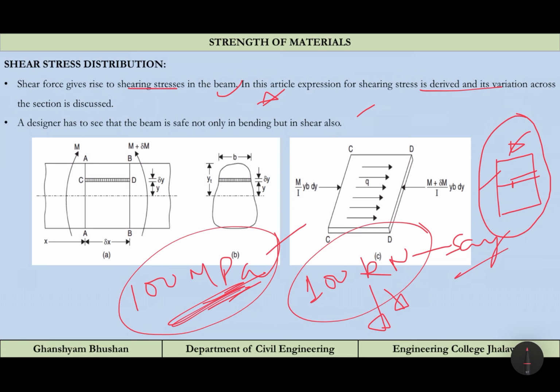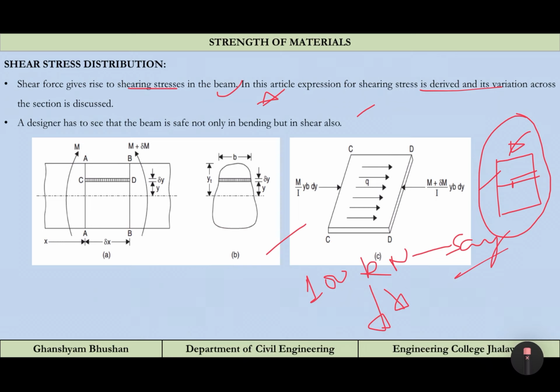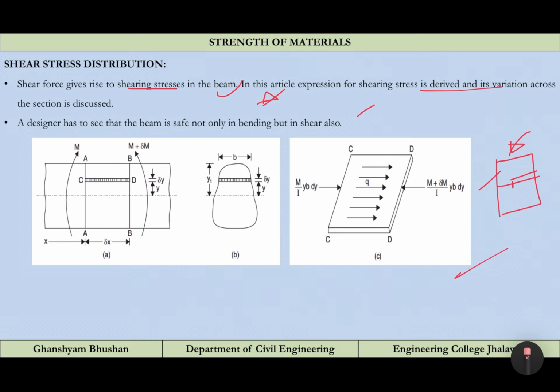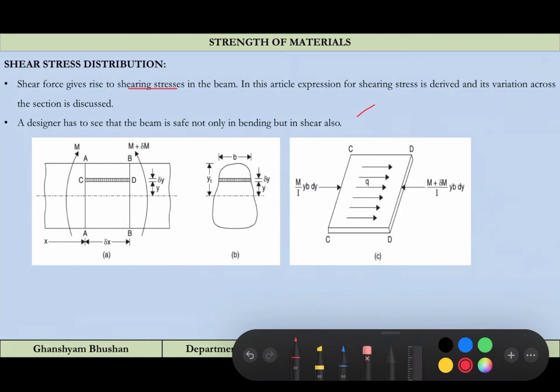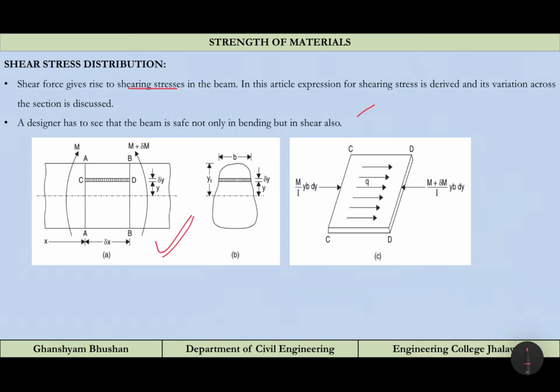In a similar manner, first we are going to derive the equation for the shear stress variation, and in the next chapter we are going to discuss problems based upon the formula which we derive. So where is this shear stress going to come from? Obviously it is going to come due to the external applied load. Let us say this is any cross section, a cross section of a beam.